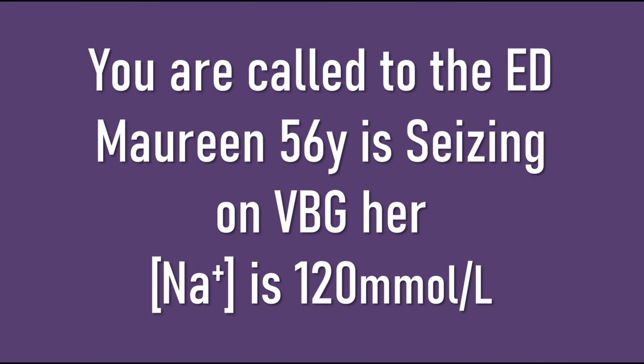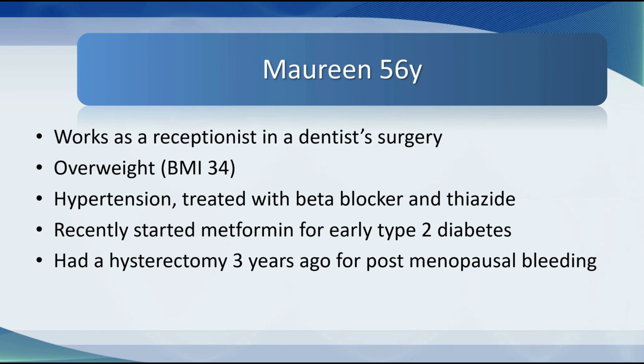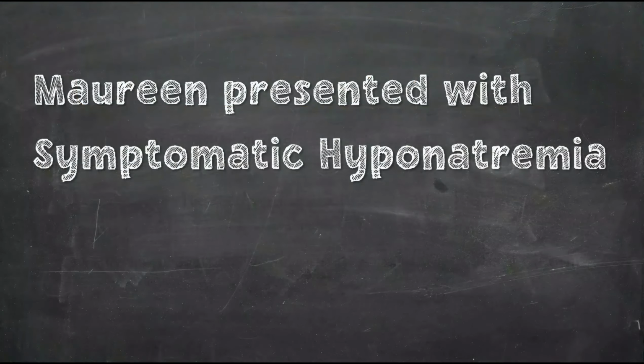Recall Maureen. Maureen is another patient you got called to in the emergency room. She was seizing and her venous blood gas showed a sodium of 120 millimoles per litre. Maureen is 56. She works as a receptionist in a dentist surgery. She's overweight, body mass index of 34. She's hypertensive and she's treated with beta blockers and a thiazide diuretic. She was recently started on metformin for early type 2 diabetes and had a hysterectomy 3 years ago for postmenopausal bleeding. Again, Maureen has presented with symptomatic hyponatremia.